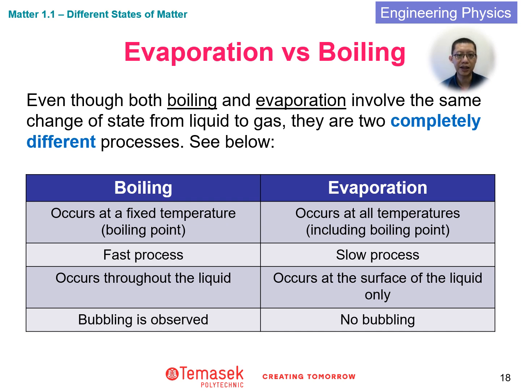Boiling occurs at a fixed temperature, the boiling point, and is a fast process. It happens throughout the entire liquid, and you can observe bubbling as the liquid turns into gas. On the other hand, evaporation can occur at any temperature, including below the boiling point, and it is a slow process. Unlike boiling, evaporation only occurs at the surface of the liquid, and there is no bubbling involved.